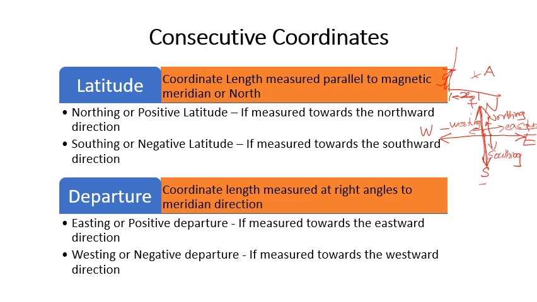On the geographical surface, we can define any point, say A. The distance which is measured parallel to the north-south direction will be called latitude. The distance measured in the perpendicular direction can be called departure. So this height will be latitude and this distance will be departure for the point A.